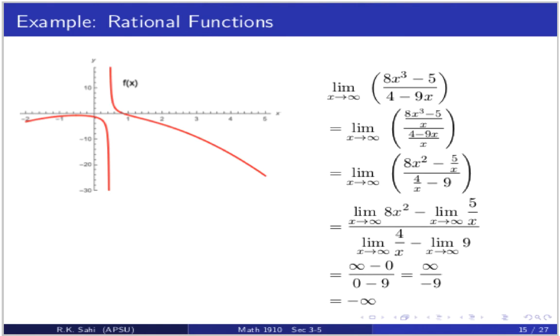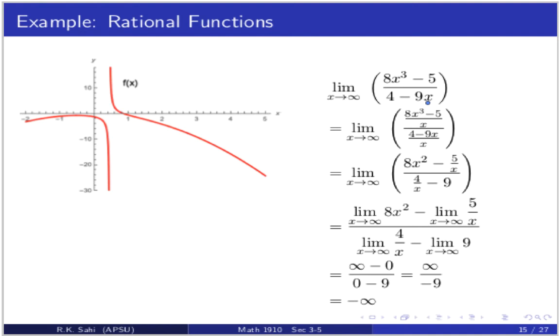Here we have a rational function again, 8x cubed minus 5 over 4 minus 9x. Now, when I look at the graph, clearly as x tends to infinity, the function keeps on increasing. It's not reaching a finite number. So, according to the picture, it is approaching infinity. Okay, and it's approaching negative infinity because it's going down, down, down. Now, let's do the math. You have a cubic in the numerator and a linear function in the denominator.